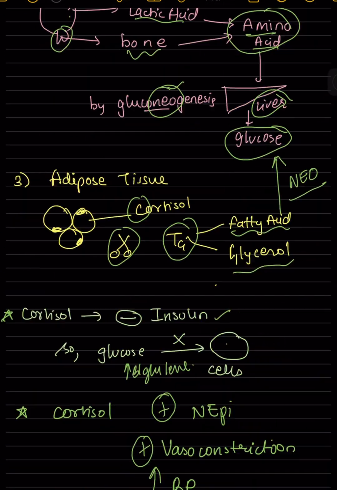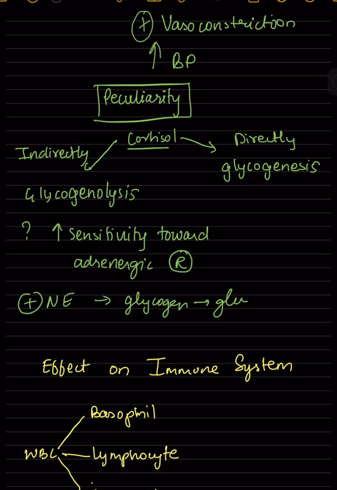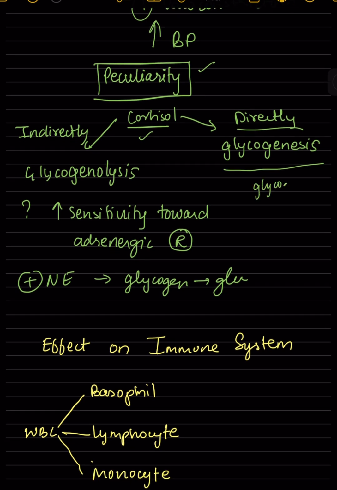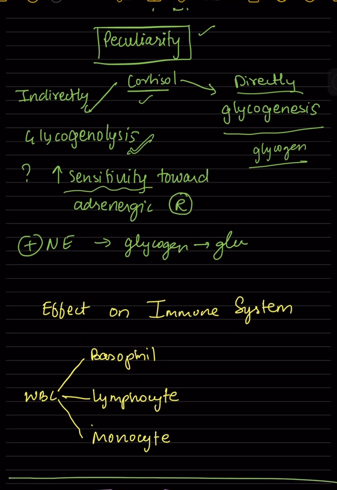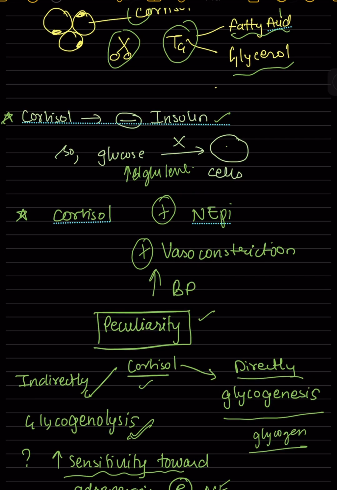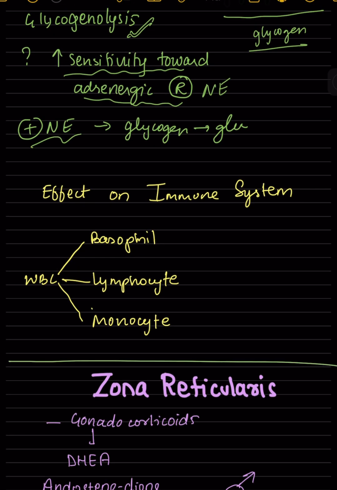Now, one peculiar thing about cortisol is it directly leads to glycogenesis, meaning formation of glycogen, but indirectly it leads to glycogenolysis. How? By increasing sensitivity toward adrenergic receptors such as norepinephrine, which we saw right now, and it stimulates norepinephrine to break glycogen into glucose. Effect on the immune system.